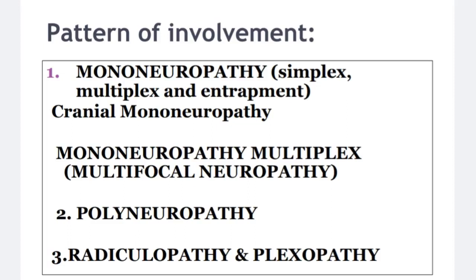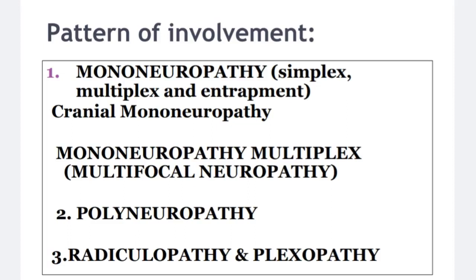What about pattern of involvement? First, mononeuropathy, which may be simplex, multiplex, and entrapment, refers to focal involvement of a single nerve trunk and therefore implies a local cause. Mononeuropathy simplex, in which there is involvement of a single peripheral nerve, direct trauma, compression, and entrapment are the usual causes. Median neuropathy due to compression in the carpal tunnel constitutes the great majority of mononeuropathies encountered in clinical practice.